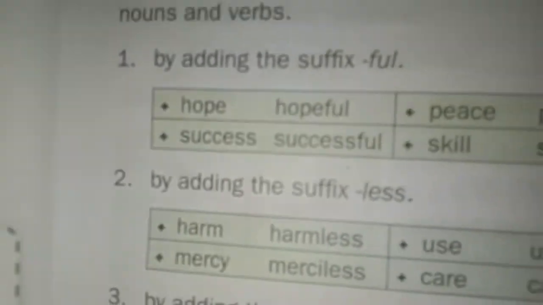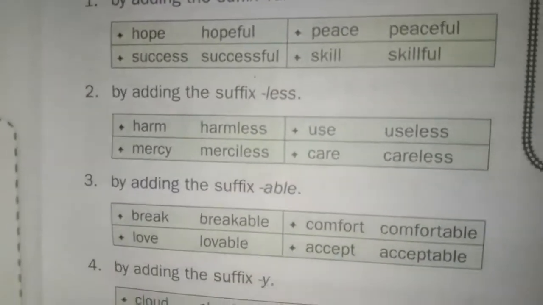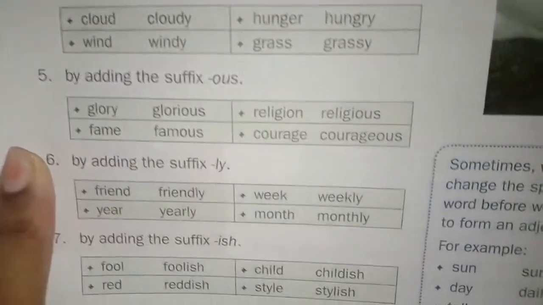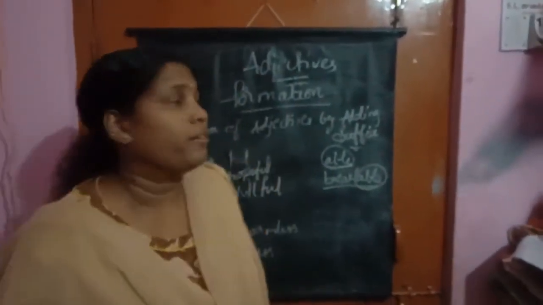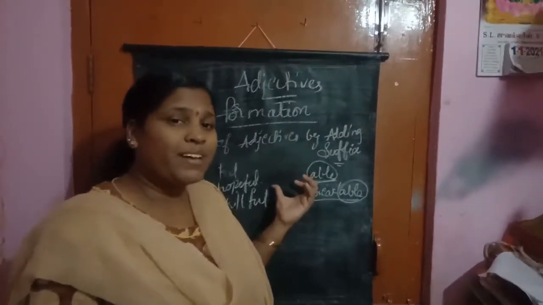Everyone write it down, children. Understood? Everyone write it out because it will be a reference for you. When you are writing in your books, it will be a reference to you. See, children, we have completed our adjective formation. I have shown you the words formed by adding the suffix. Write down in your books. Okay, children.